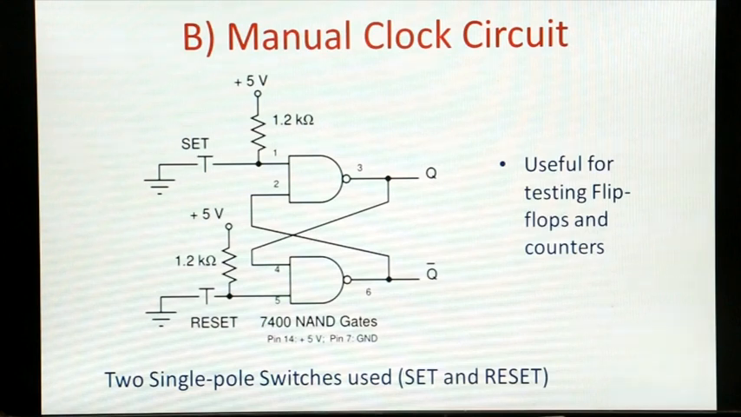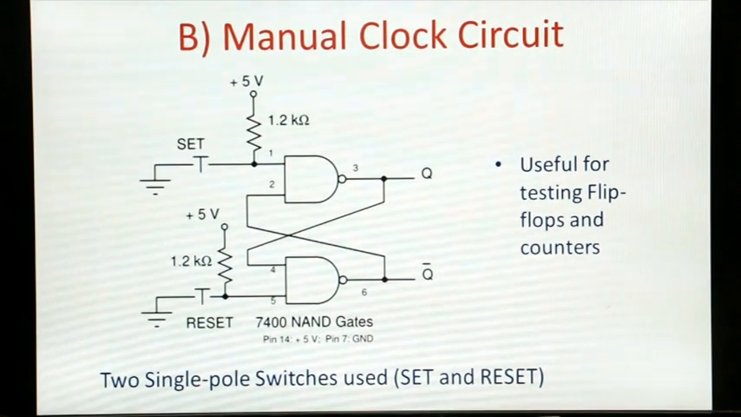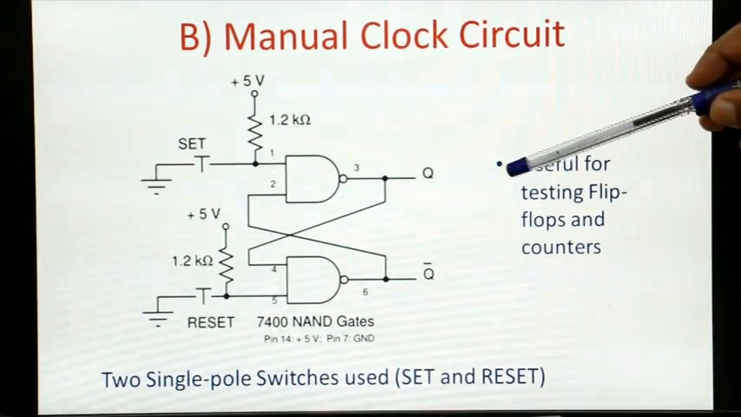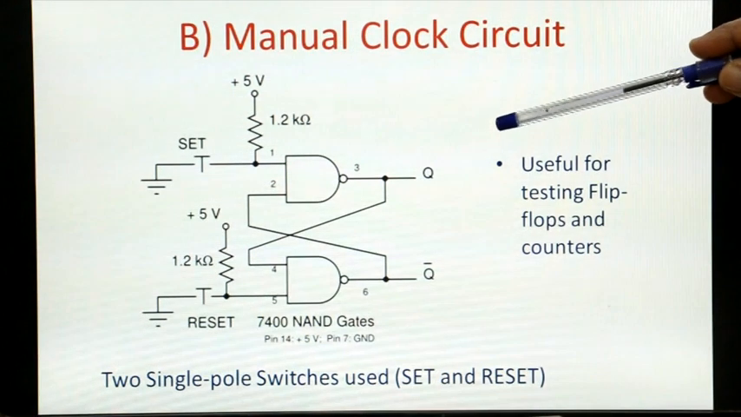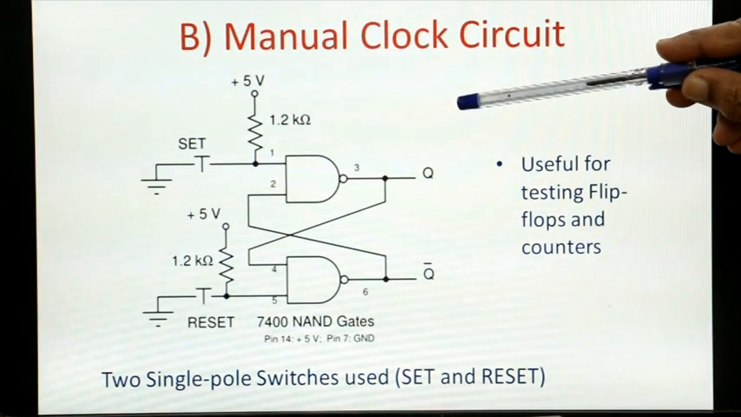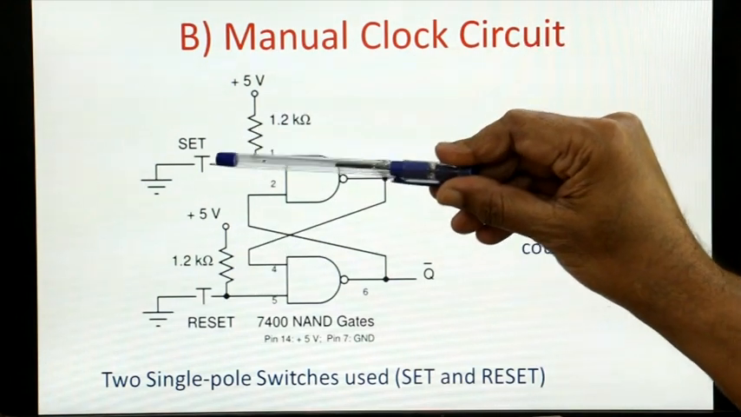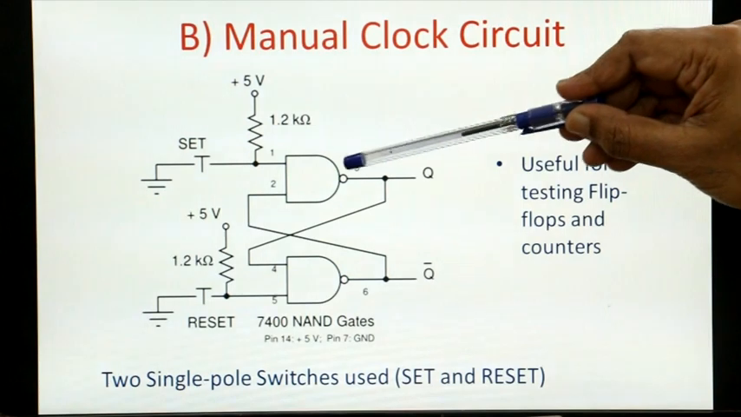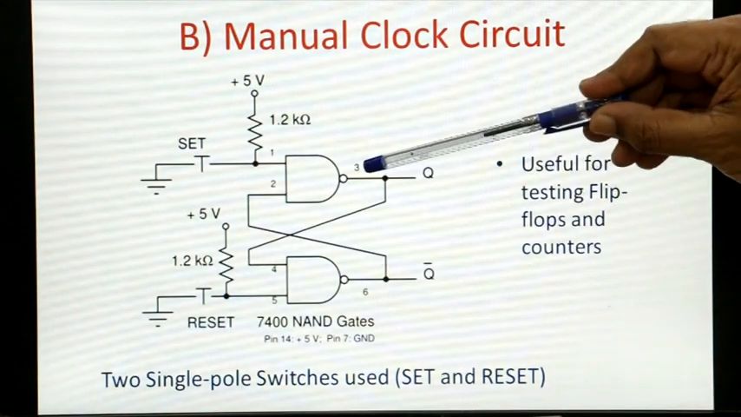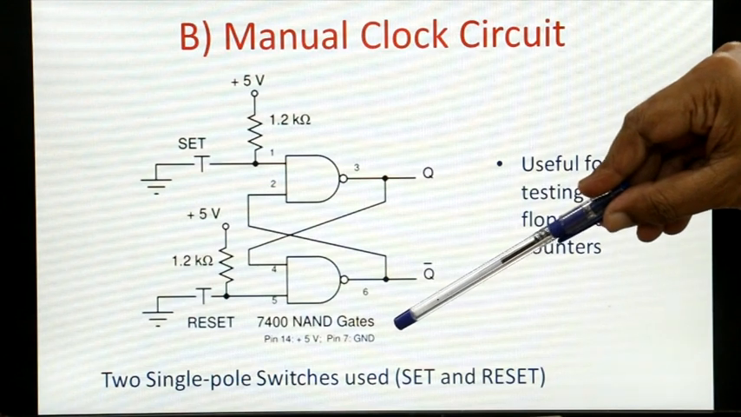So what we have here is the manual clock circuit, which is very useful for testing our JK flip-flop. You can also think of this as a set-reset flip-flop, or a set bar reset bar flip-flop. We have put two single pole switches here. This part you are familiar with. This is a NAND latch. We will use a 7400.